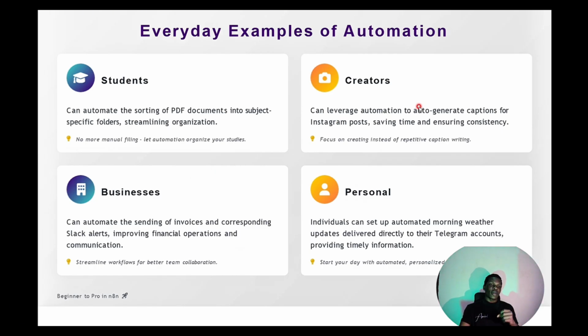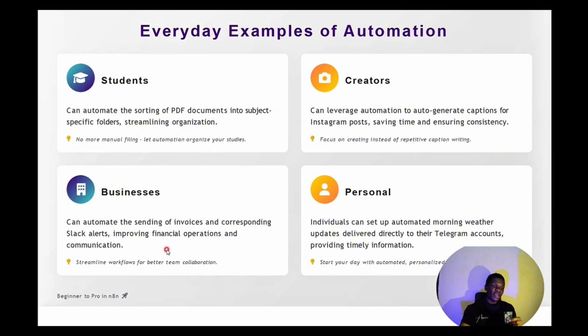The next set of people is creators. Creators can leverage automation to auto-generate captions for Instagram posts, saving time and ensuring consistency. Nowadays, automation has gone a very long way. Creators use automation to do a lot of things. You can now even create a full video, generate a caption, and auto-publish to different platforms all at once, even without you being there.